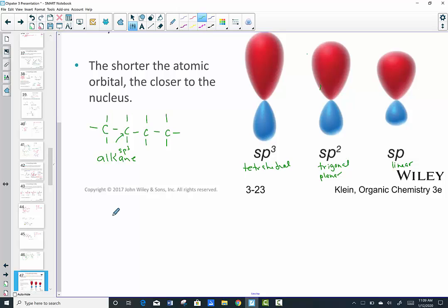And finally, when we had a triple bond, this is what we refer to as sp in terms of linear molecular geometry, and this is what we refer to as alkynes. We have an alkane, alkene, alkyne. Now, the shorter the atomic orbital, the closer it is to the nucleus.